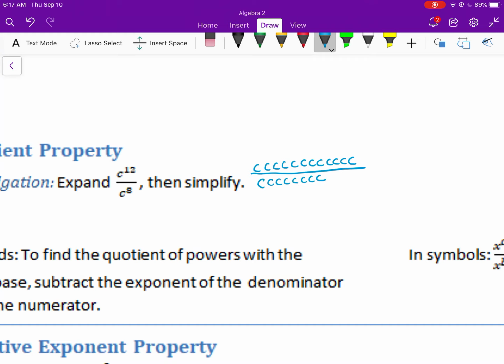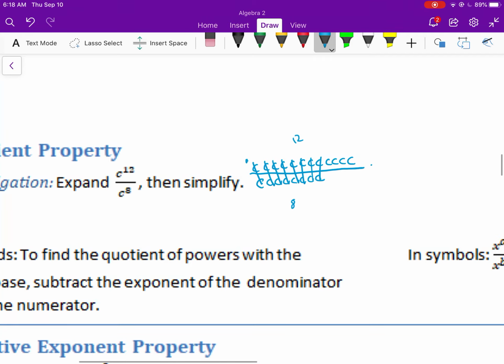Well, we learned back in pre-algebra, probably, that c divided by c is 1. So out of these 12 c's on top and 8 c's on the bottom, 1, 2, 3, 4, 5, 6, 7, 8 of those cancel to become 1, and we're simply left with these 4 c's left over. So we have c to the 4th. Well, what happened there? Or what did we do?